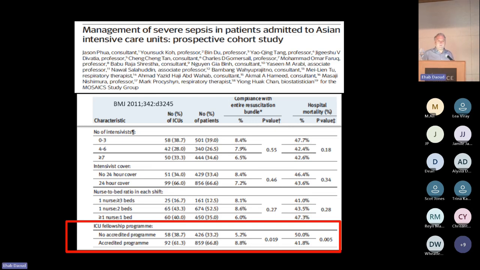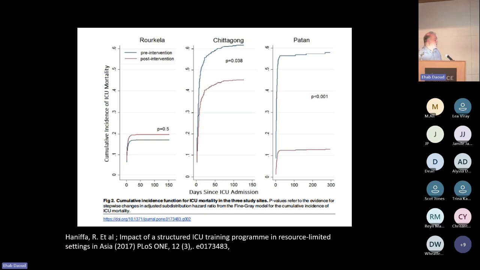Well, what about another? Can you change things? This is Rashan Hanifa's study, in which he looked at 3 hospitals in West Asia, in India and Nepal, and he showed that by a short intervention he could change the mortality. Mortality is on the y-axis, and the top line on each of those graphs is the prior to intervention.